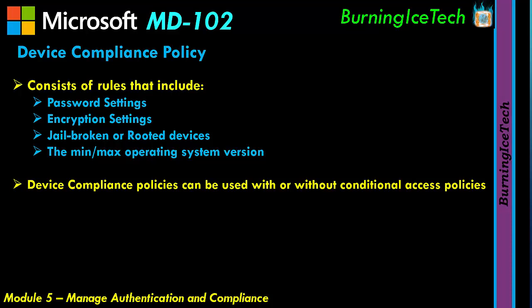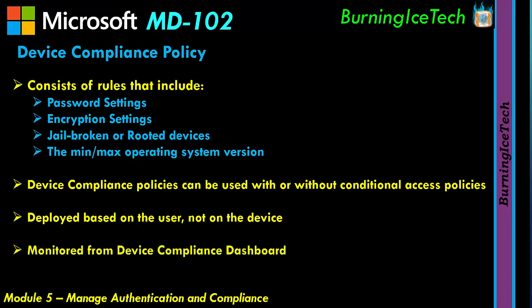These device compliancy policies are deployed based on the user and not the device. Because you might find that maybe user 1 will log on with device 1 today, and device 1 is perfectly compliant. And then tomorrow, user 1 suddenly logs in with a new device. Maybe he or she bought a new device because they lost the old one, and that new device is not completely compliant yet. So that's why it's not based on the device. It is in fact based on the user account. And lastly, device compliancy policies are monitored from the device compliance dashboard. Just FYI, in case you guys don't know.